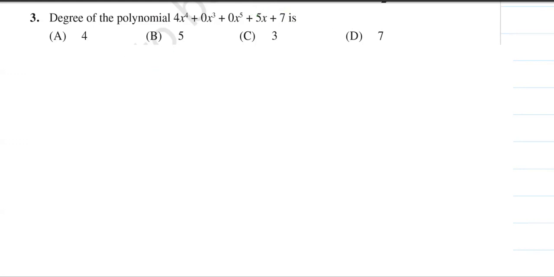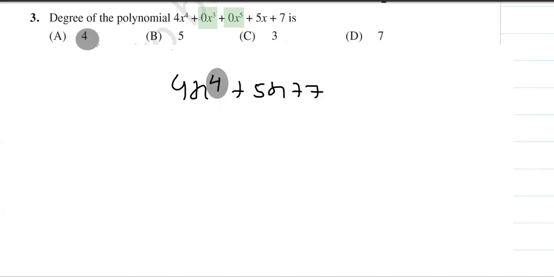We can see that this is 0, this is 0, right? 0 multiplied by any number is 0. So when written in the standard form, this is actually 4x raised to the power 4 plus 5x plus 7. So clearly now the degree is the highest power, and the highest power is 4. So we should say 4 as the degree of this polynomial.